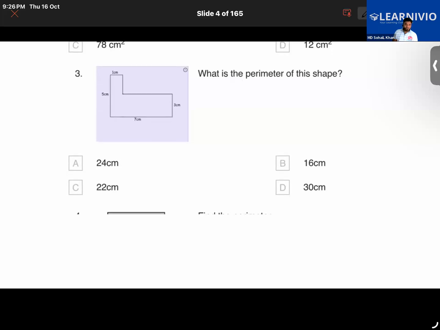Do this question very neatly. 7 minus 1 equals 6, so the missing side is 6. Very good. 1 plus 6 equals 7. 7 plus 3 equals 10. 10 plus 7 equals 17. 17 plus 5 equals 22. 22 centimeters. So thereby that is option number C.